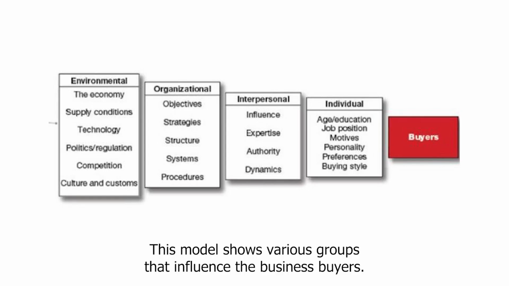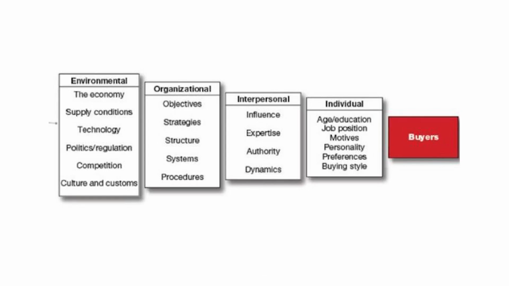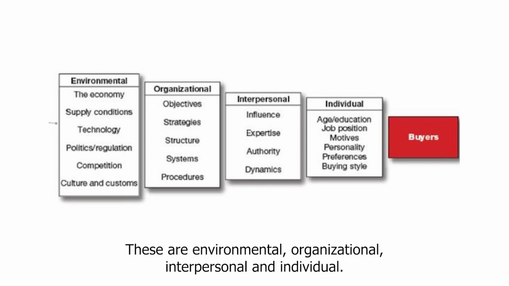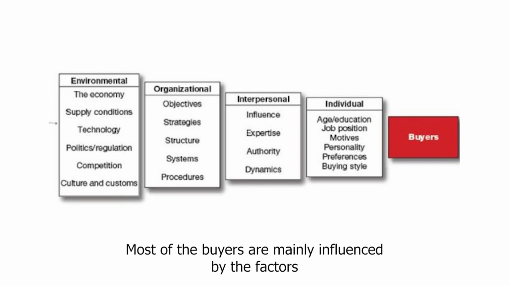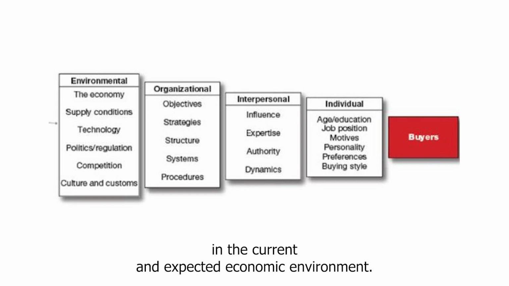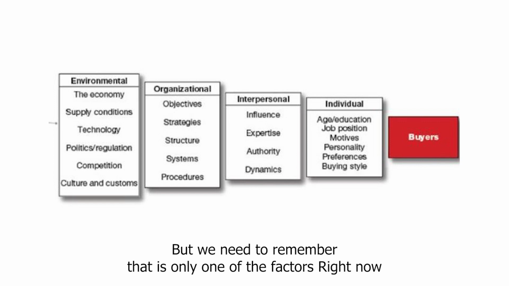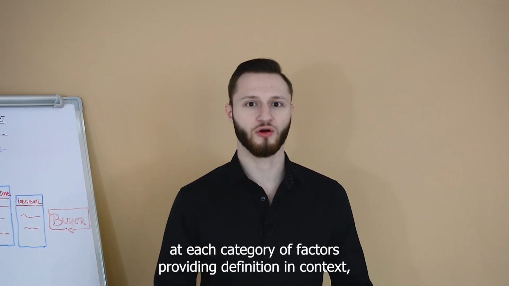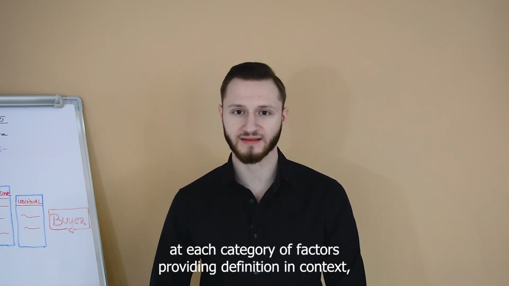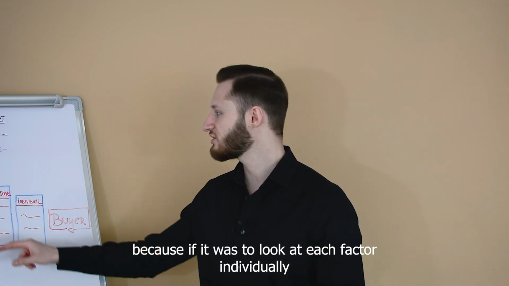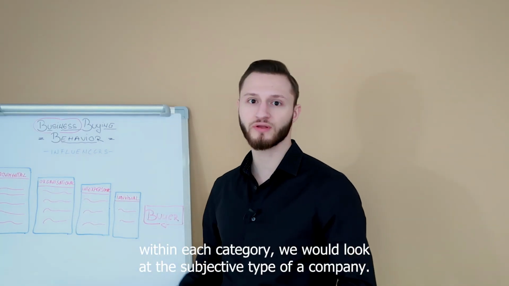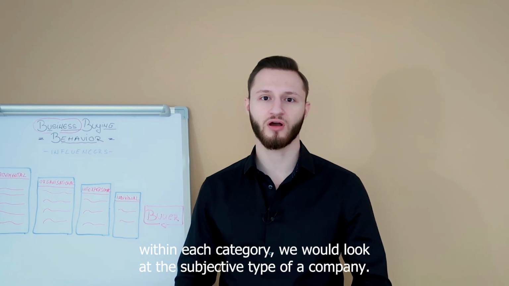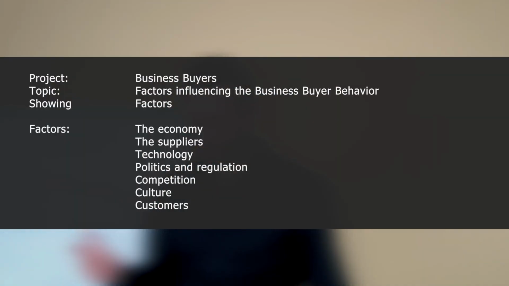This model shows various groups that influence the business buyers. These are environmental, organizational, interpersonal, and individual. Most of the buyers are mainly influenced by the factors in the current and expected economic environment, but we need to remember that is only one of the factors. Right now we will look individually at each category of factors, providing definitions in context, because if we were to look at each factor individually within each category, we would look at a subjective type of company in a subjective scenario. There are several environmental factors that marketeers need to look at.